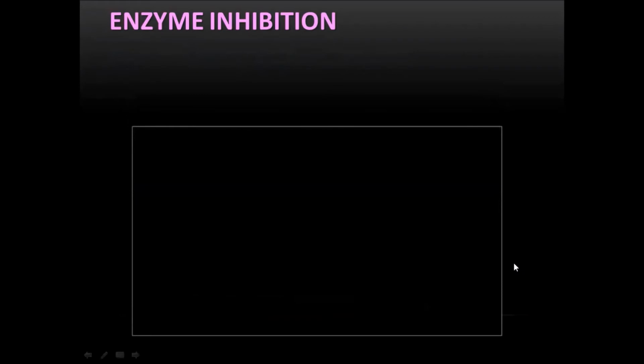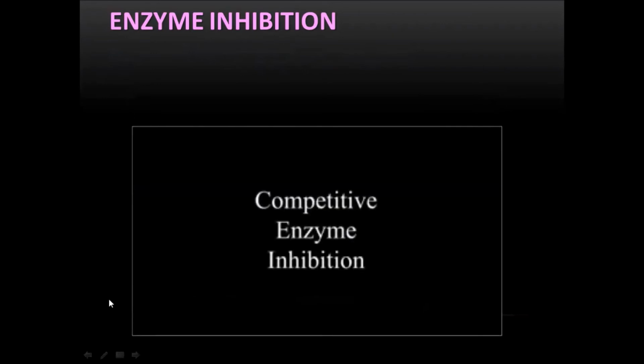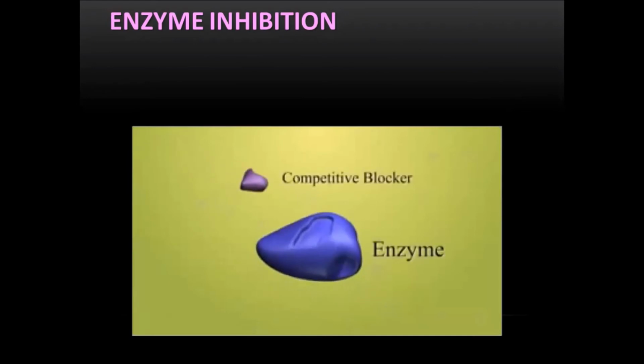Now, what happens if there is a competitive inhibitor? Competitive inhibition occurs when an enzyme encounters a blocker, which mimics the properties of the substrate and binds to the enzyme's active site. Thus, when the substrate is encountered, the active site is not available for attachment and no reaction will occur.